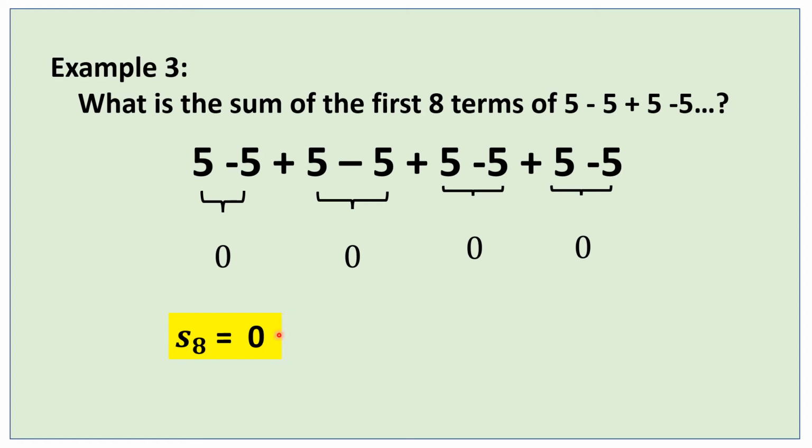So, nangyayari pong nagiging 0 yung sagot kapag even number yung bilang ng terms at additive inverse ng isa't isa yung magkasunod na term.